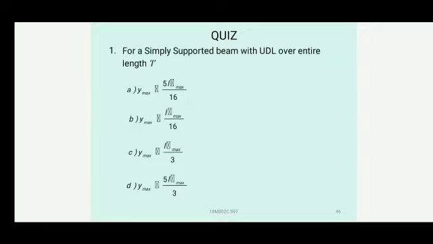Once again, A is y maxima equal to 5L theta maxima by 16, B is y maxima equal to L theta maxima by 16, C is y maxima equal to L into theta maxima by 3, D is y maxima equal to 5L theta maxima by 3. The answer is 5L theta maxima by 16. A is the correct answer.